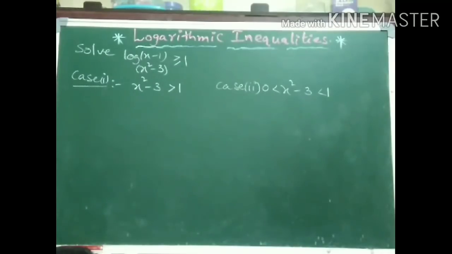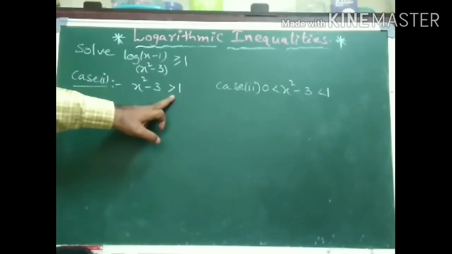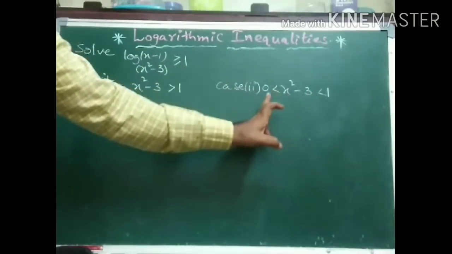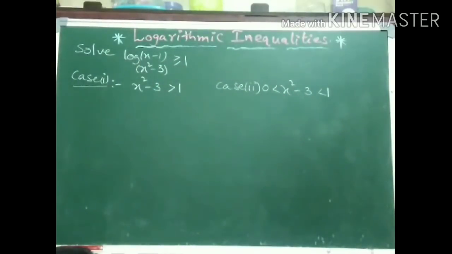So this entire problem can now be solved in two cases. Case 1, when x square minus 3 is greater than 1. And case 2, when x square minus 3 lies between 0 and 1. Right? So the entire problem can be solved in two cases. Not only this, every problem you need to solve in the same model. Okay. Now let us see how we can simplify in case 1.